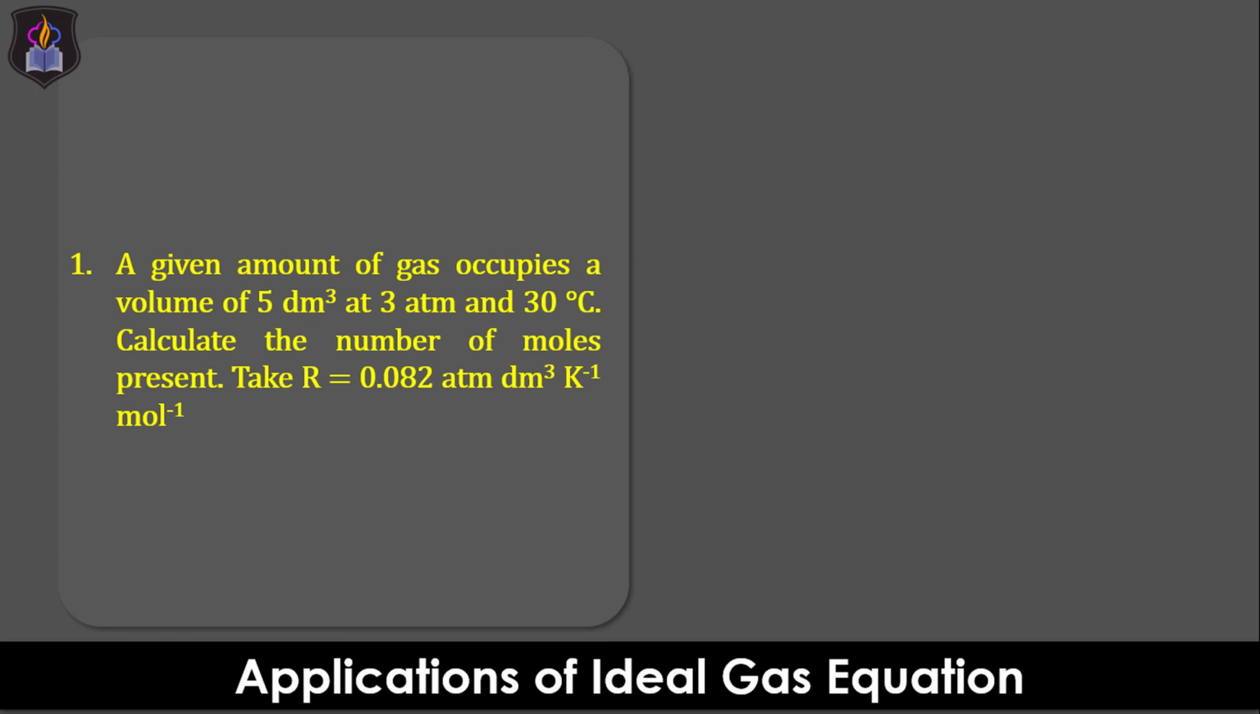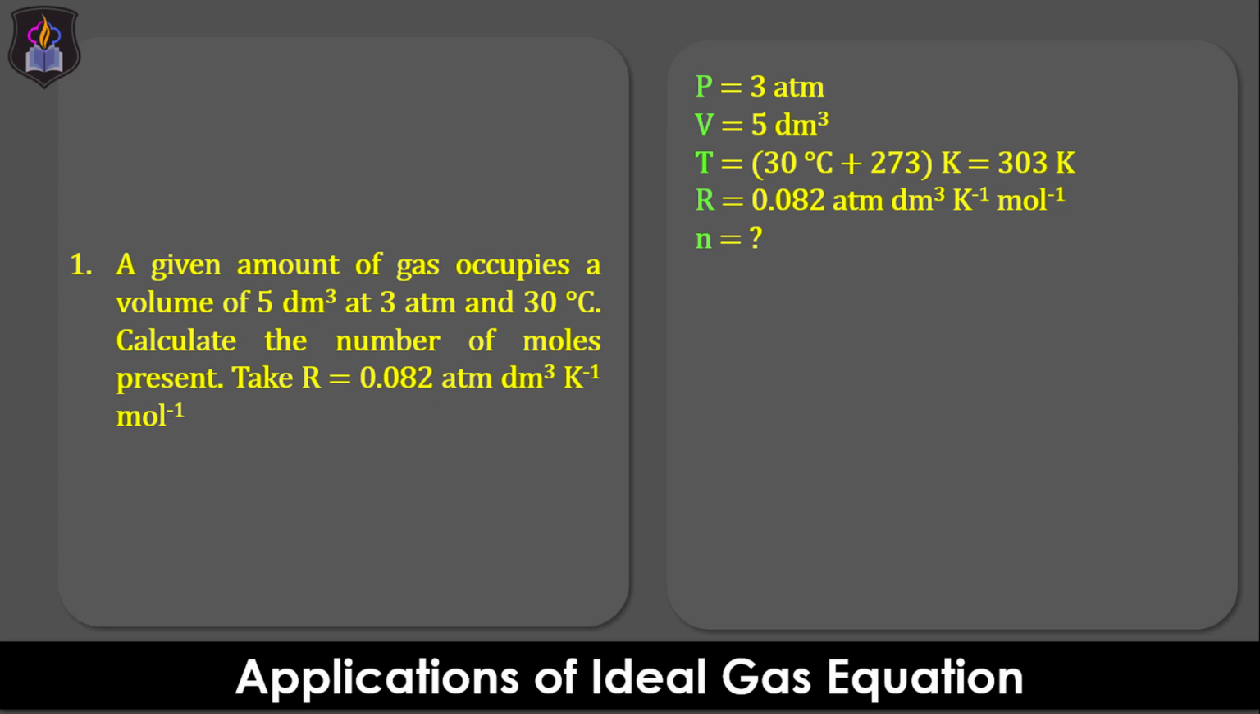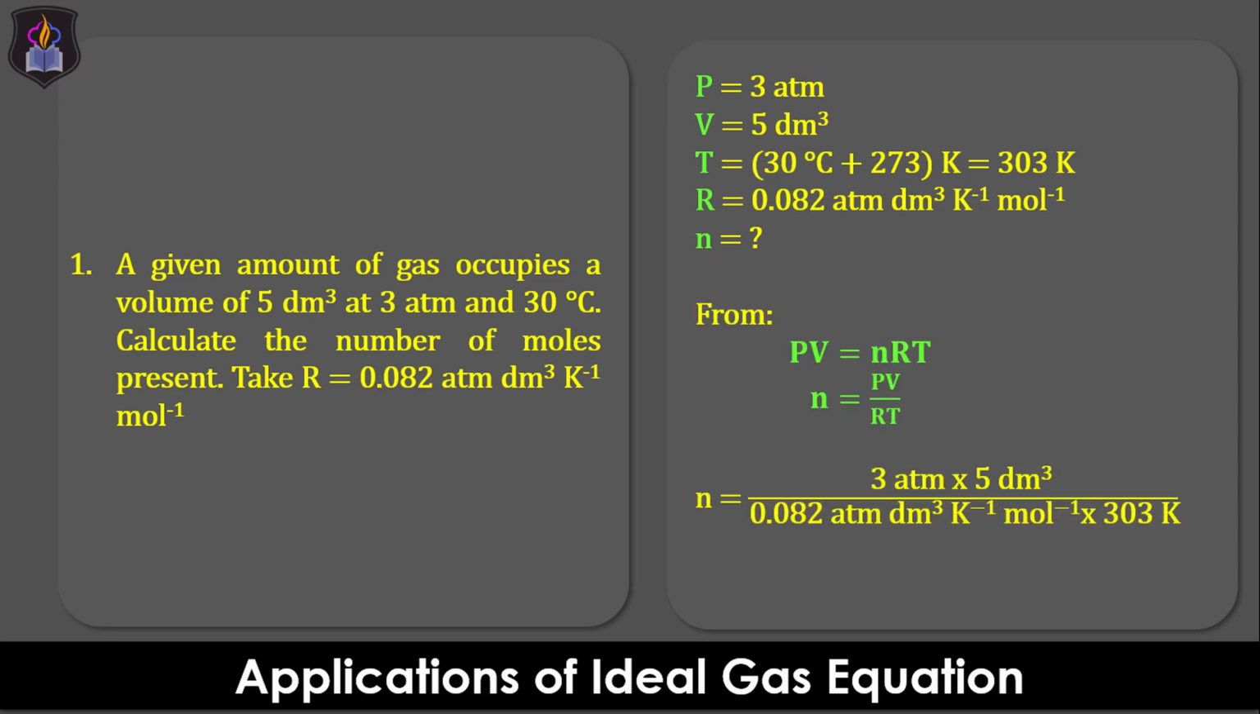Solution. From question 1, we are given the pressure as 3 atm, volume as 5 dm³, temperature as 30 degrees Celsius, which is equivalent to 303 Kelvin, and R, the molar gas constant, as 0.082 atm dm³ per Kelvin per mole, and we have to find the number of moles n. The question requires the ideal gas equation given that it involves pressure, volume, temperature and number of moles. So using PV = nRT, making n the subject of formula and then evaluating the equation, we obtain 0.604 moles as the number of moles of the gas.